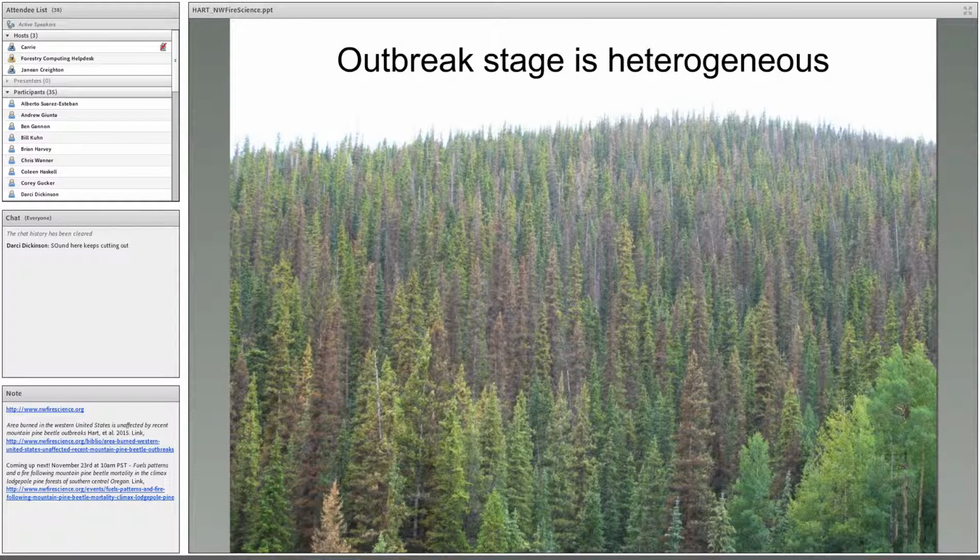Second, outbreak stage is heterogeneous. This means that it can be difficult to tell how severe an infestation is, and the severity of the infestation might affect subsequent wildfire. Again, this is a problem for both retrospective studies and for stand-level fire behavior models that assume homogeneity of the fuels.